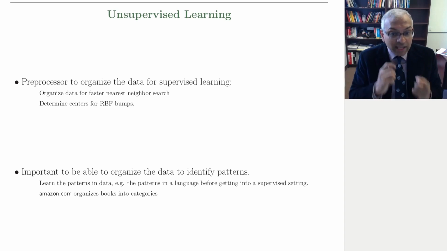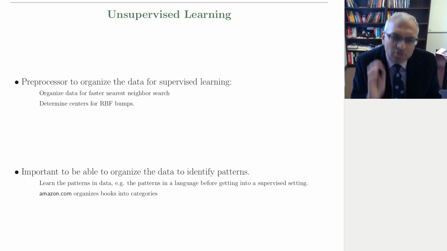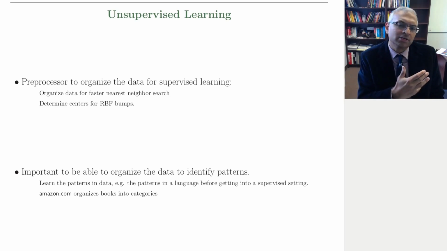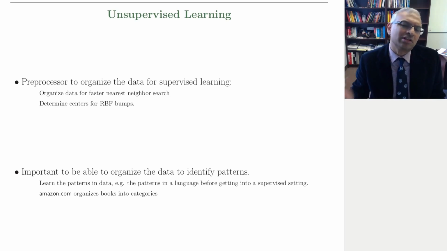Okay, so unsupervised learning is a useful preprocessor for organizing the data in supervised learning for specific techniques that we have already developed. And unsupervised learning is important on its own because, for example, you're trying to learn a language. So it helps to just listen to the language and build the patterns. Or it's helpful for Amazon to organize books into categories, even if you don't know exactly what each category means.